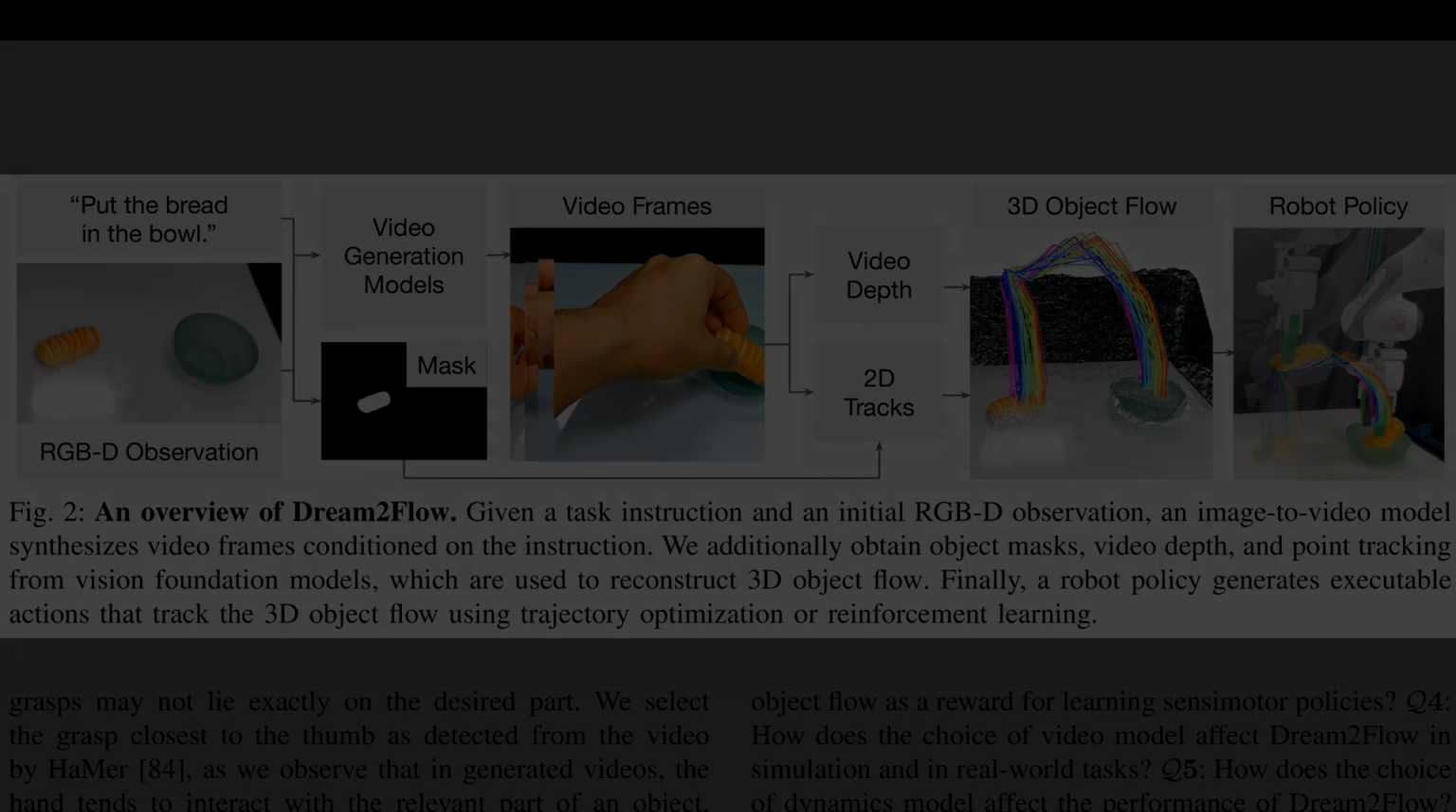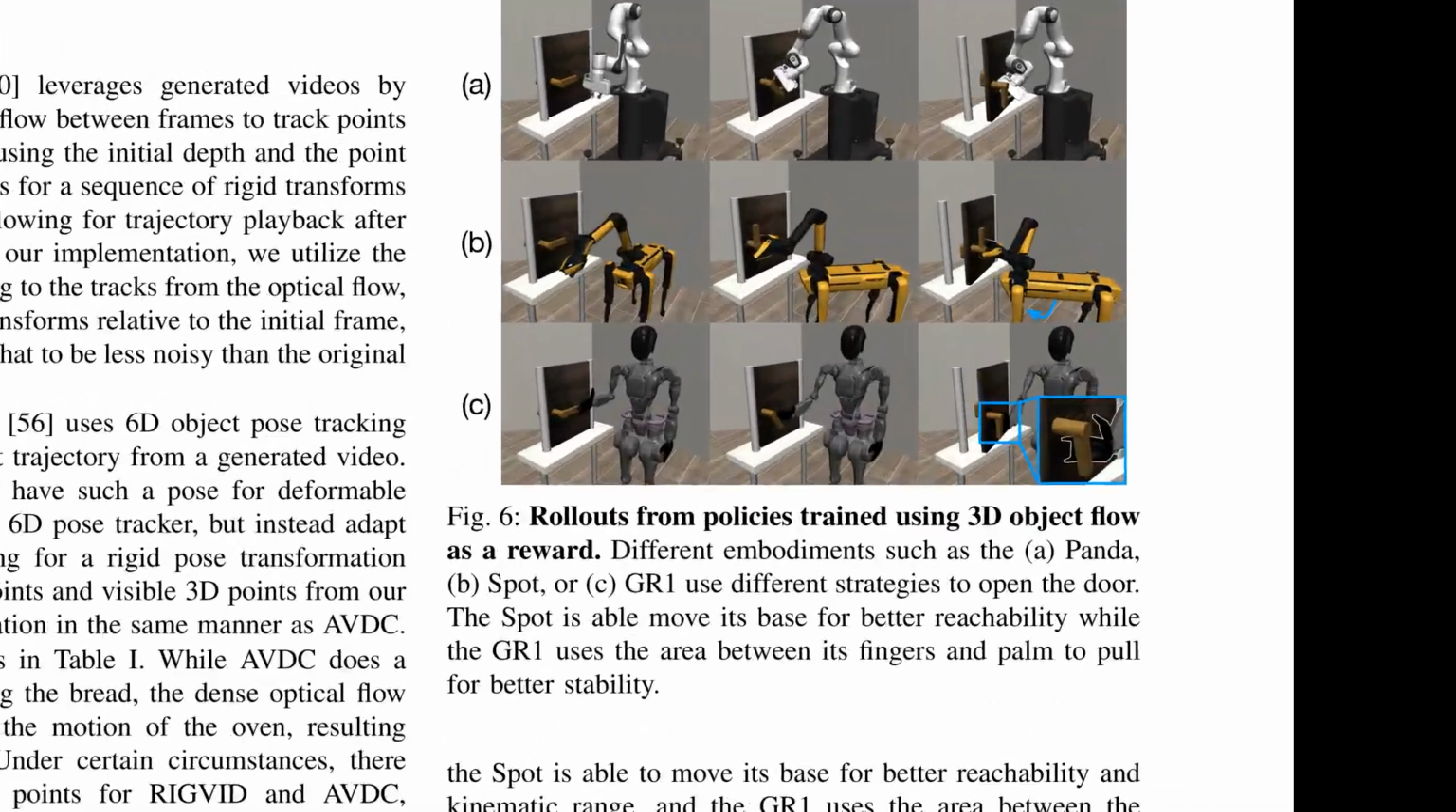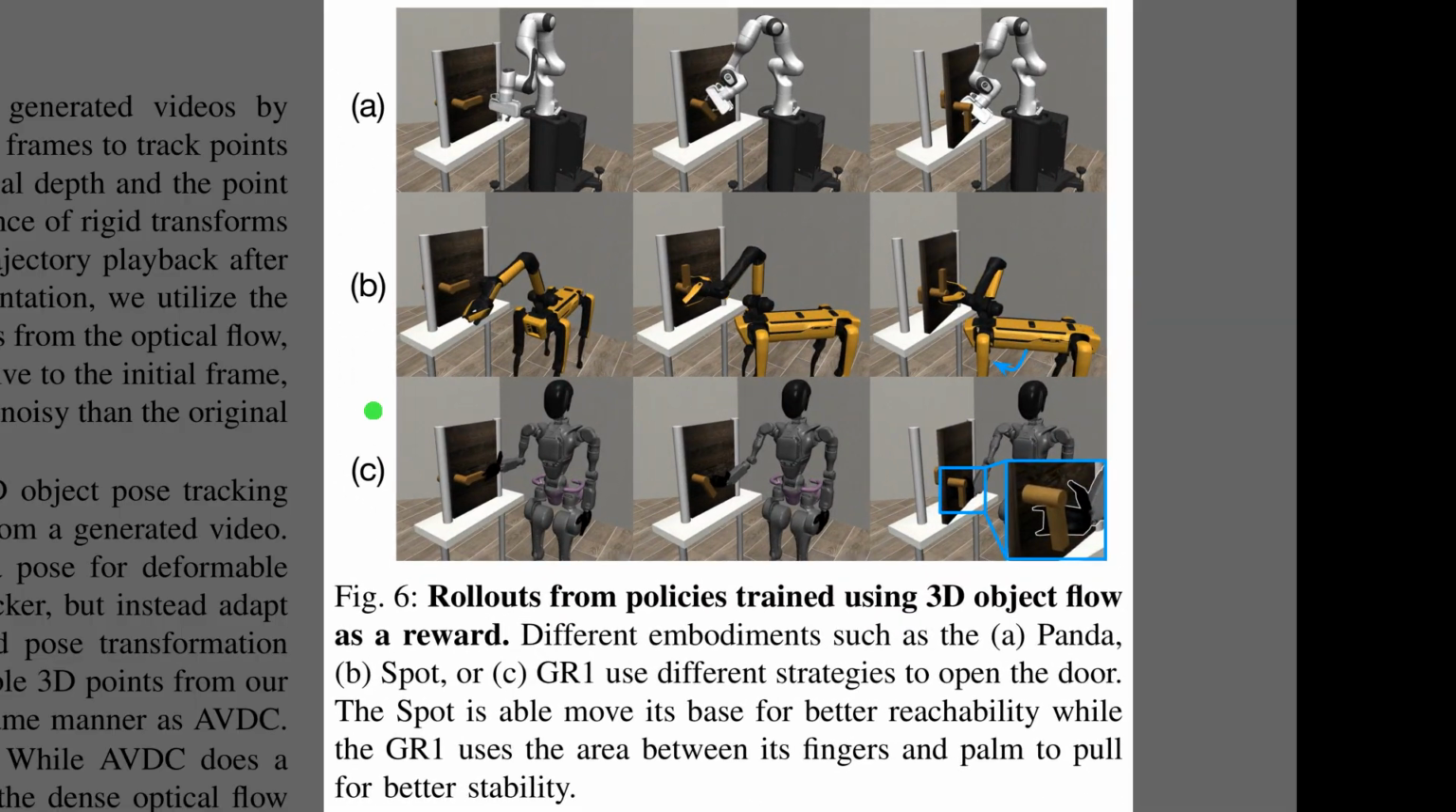So Figure 6 shows how this 3D object flow serves as a universal reward signal across different robot bodies. In the top row, a standard Franka Panda arm successfully pulls a door open. The middle row features a Spot robot, which learns to shift its mobile base for better leverage. Finally, the bottom row displays a humanoid, the GR1, which adopts a stable pulling grip. Because the system tracks the object rather than the robot, it allows each distinct machine to discover its own optimal strategy.